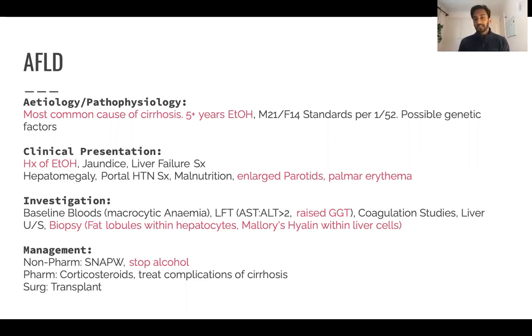Investigations, classically on LFT, if they're a heavy drinker and they've just been drinking acutely, you'll see a raised GGT. But overall, if you have AFLD longer term and they haven't been drinking too much recently, your AST to ALT ratio is above 2. And then once again, biopsy is what you're looking for.